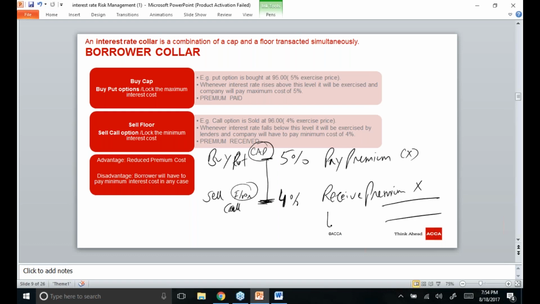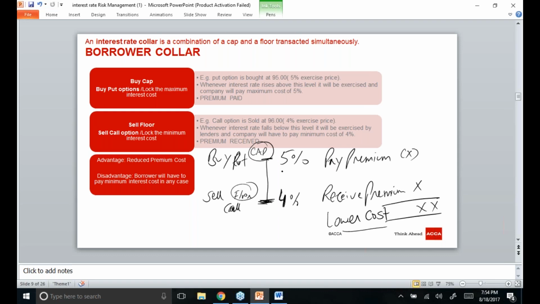And you will face lower cost. So you will pay premium and you will receive premium, overall cost will be lower. So how are you going to set the collar? By buying put option at a higher rate and by selling call option at the lower rate.